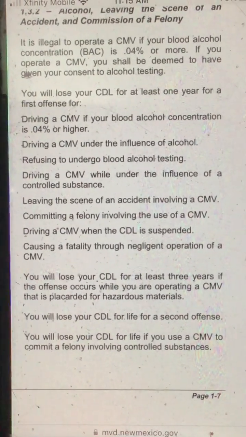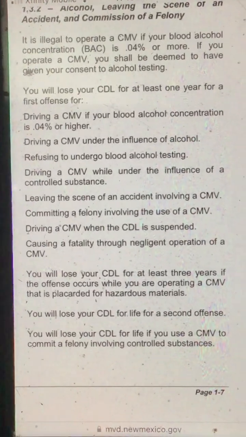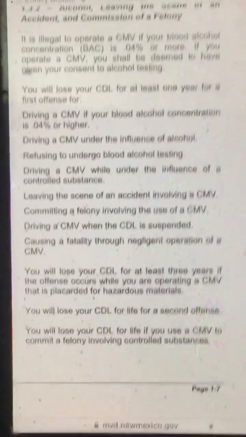You will lose your CDL for life for a second offense. You will lose your CDL for life if you use a CMV to commit a felony involving controlled substances. End of page.